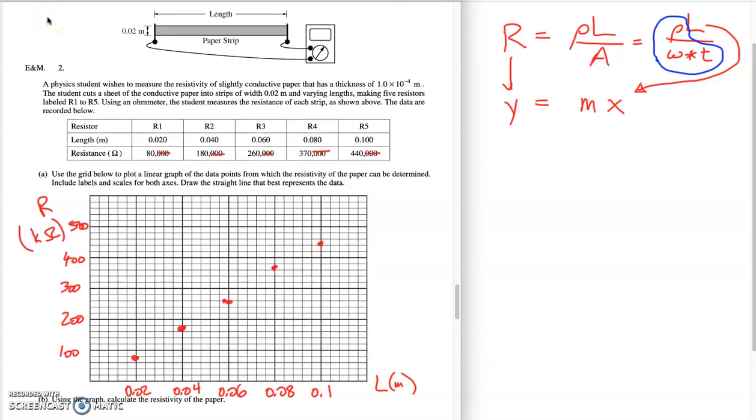I'm going to pause while I draw the line. I've got my line, and now we need to choose 2 points. Well, we finished part A. Have our scale, have our labels, plotted our points, drew a straight line that best represents the data. Now for part B, using the graph, which means not using the data table, let's get the resistivity.